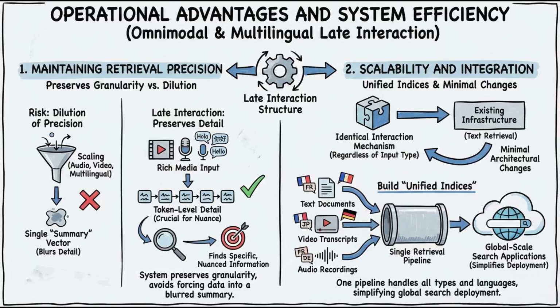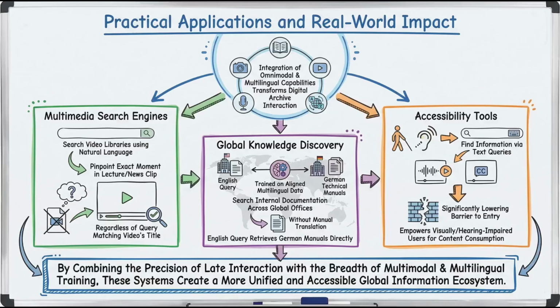The integration of omnimodal and multilingual capabilities is fundamentally changing how we navigate the world's digital archives. By breaking down language barriers and blending different types of media, these systems make information more reachable than ever before. Think about multimedia search engines. Instead of relying on a video's title to find what you need, you can use natural language to search the content itself. You could pinpoint the exact second a specific topic is discussed in a lecture or news clip, making vast libraries instantly searchable.